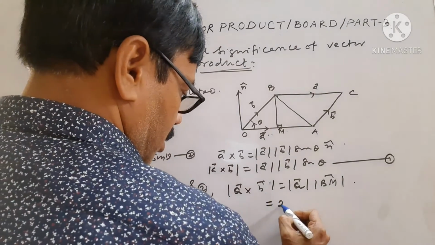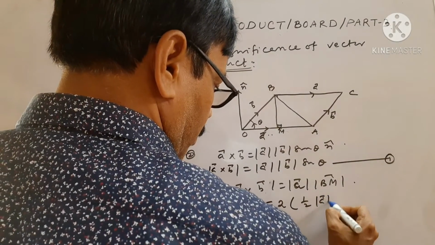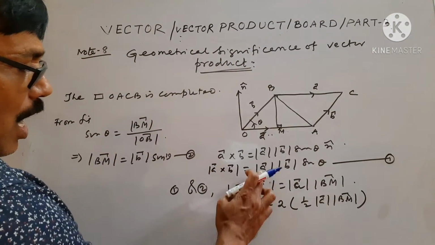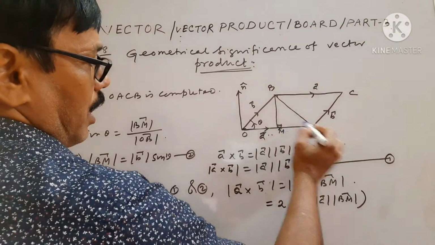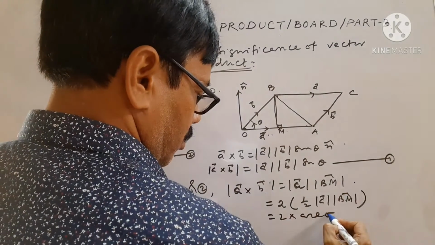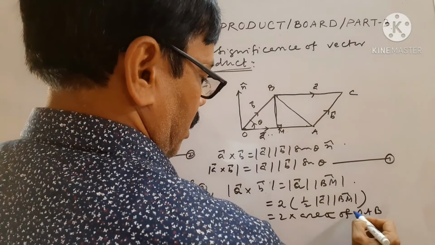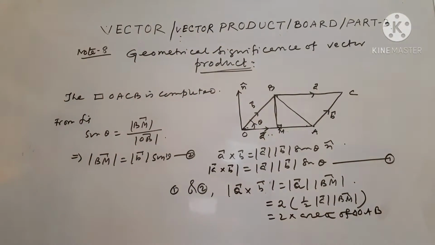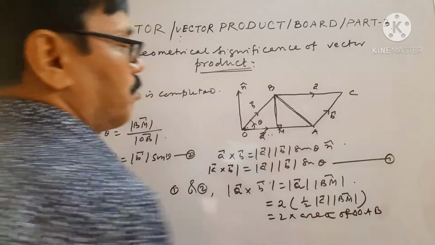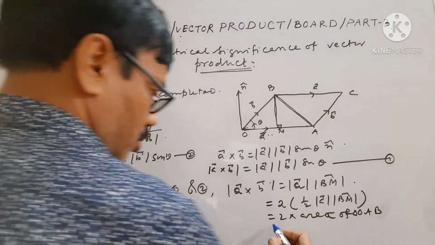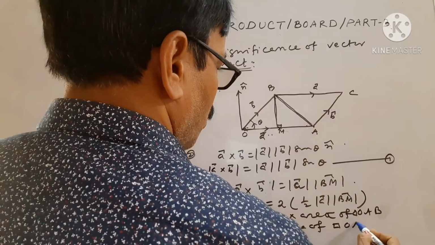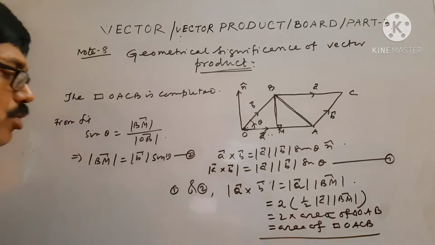Look at this step. We write 2 into half into magnitude of A, magnitude of BM. Now look, half into base into altitude. That is 2 into area of triangle OAB. Now this is our parallelogram. You know a diagonal bisects a parallelogram into two congruent triangles. So this is the area of parallelogram OACB.